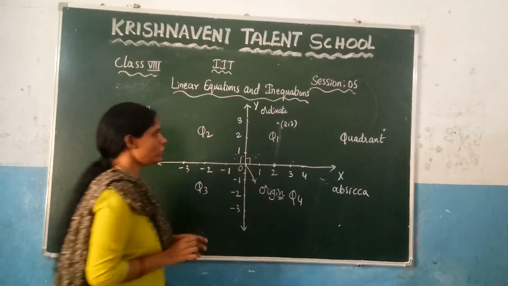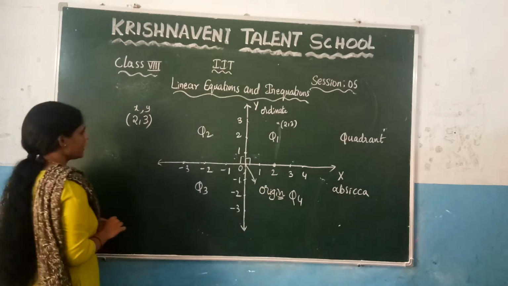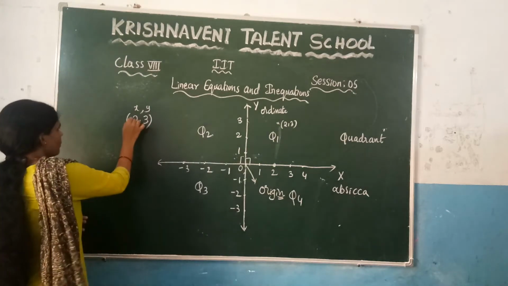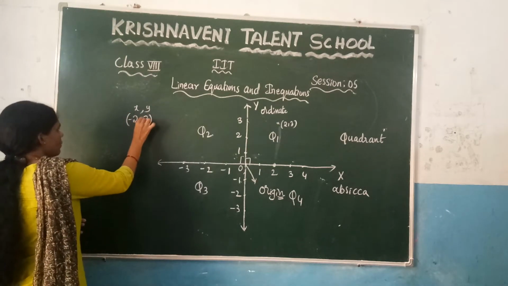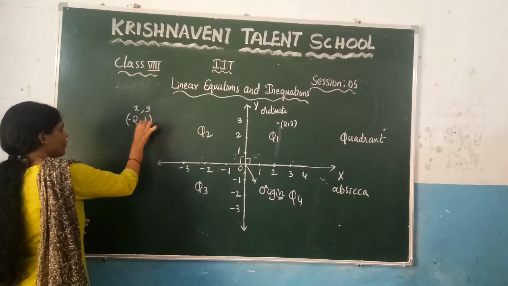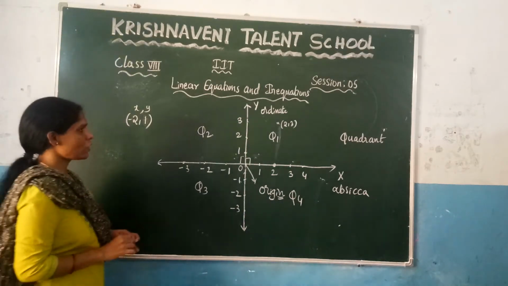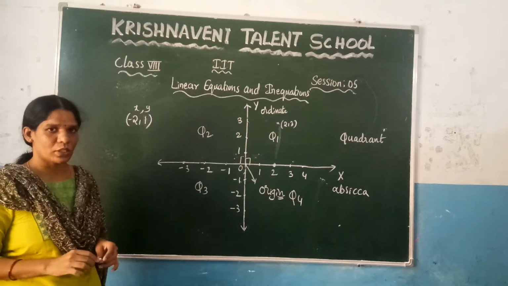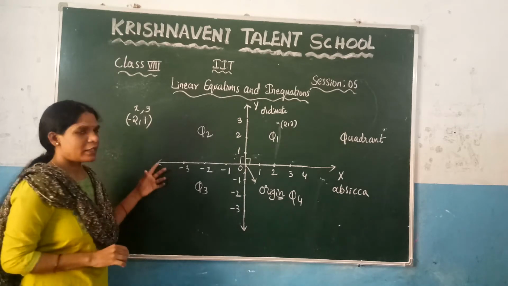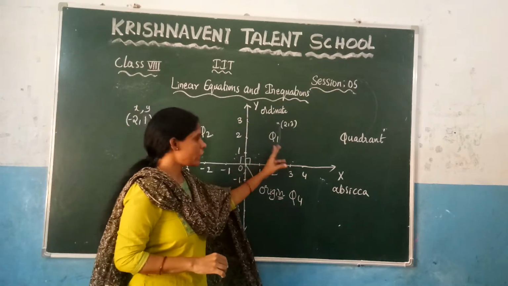Like this, you need to locate the points on the coordinate axis. Let us see here, if you want to represent -2, 1, let us represent this one. So here, first we have represented 2, 3. Now let us take one point in each quadrant. So we have located one point in quadrant 1.